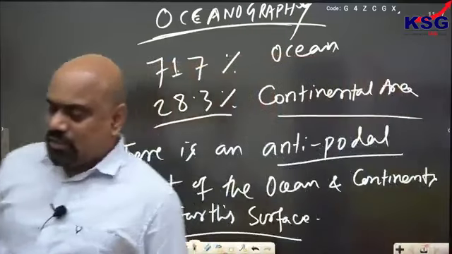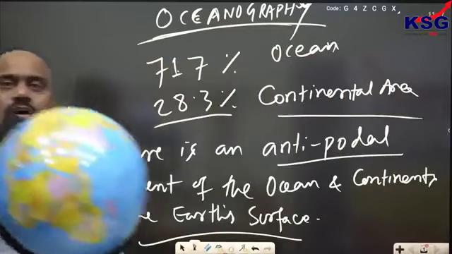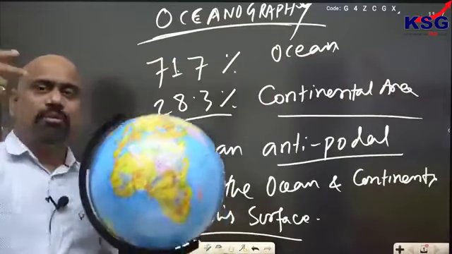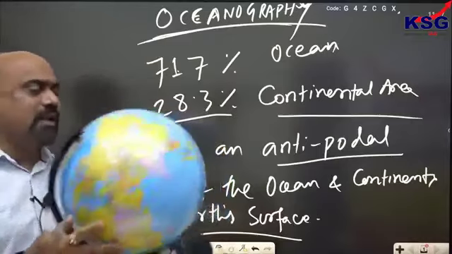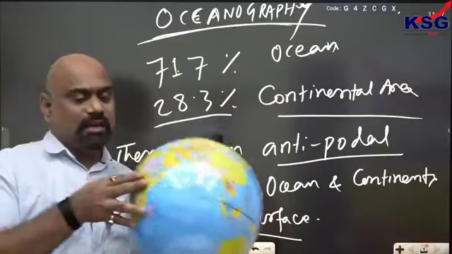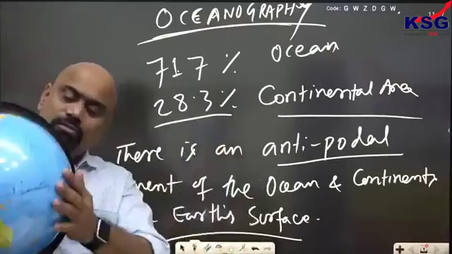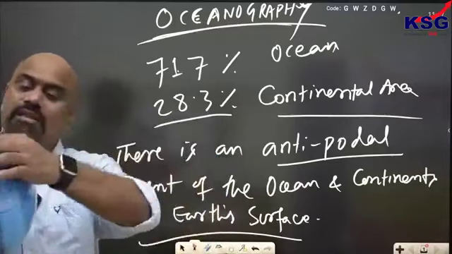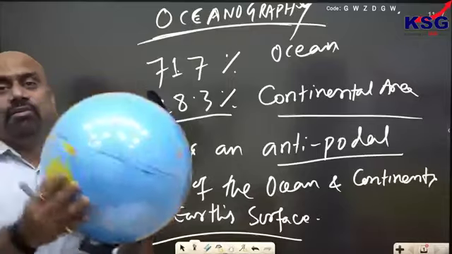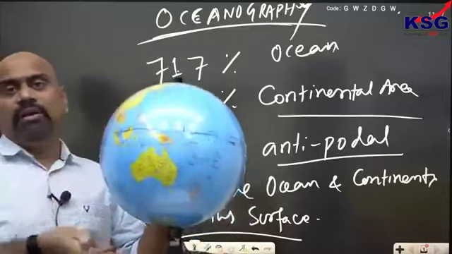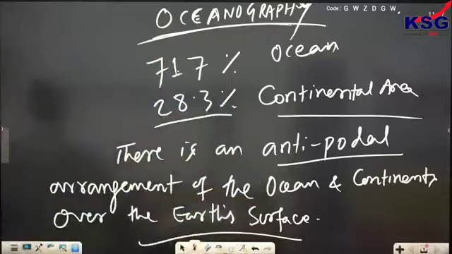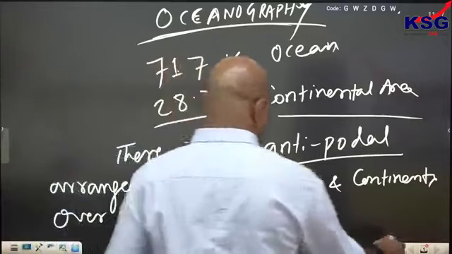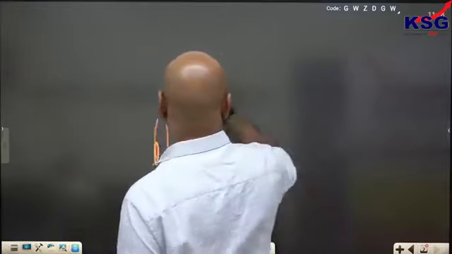Antipodal arrangement means exactly on the opposite side. If a continent is there, opposite to it you have the ocean. Here you see the continent, this side you have ocean. Here you have continent, here you have ocean. Likewise, on the complete opposite side you will have this type of arrangement. But definitely the northern hemisphere is the land hemisphere.